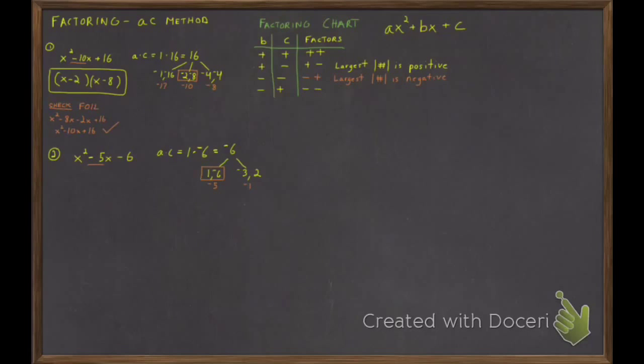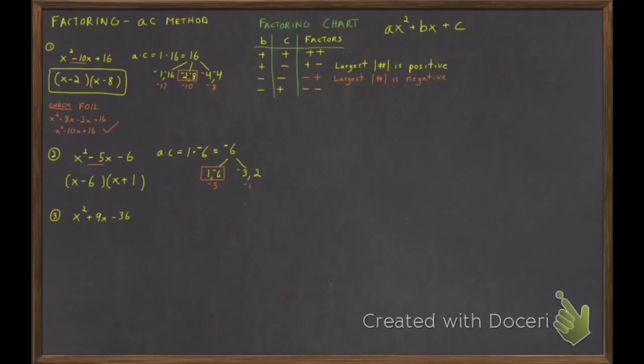So when we write that now as a binomial, we have two parentheses. We have an x and an x. And now what are our terms? We have a minus 6, and we have a plus 1. And that is our final answer. Like we did in the first problem, we could FOIL to check, but we did the AC method correctly. You can check on your own. That's the correct answer.